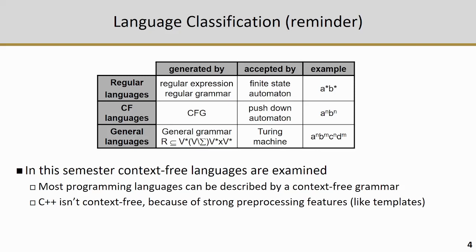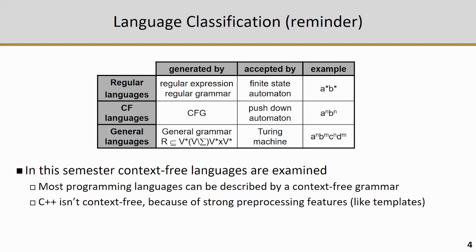So in the case of C and C++, the preprocessing, including the macros defined, cannot necessarily be described by context-free grammars. However, all the remaining steps after the preprocessing can be described by context-free grammars.